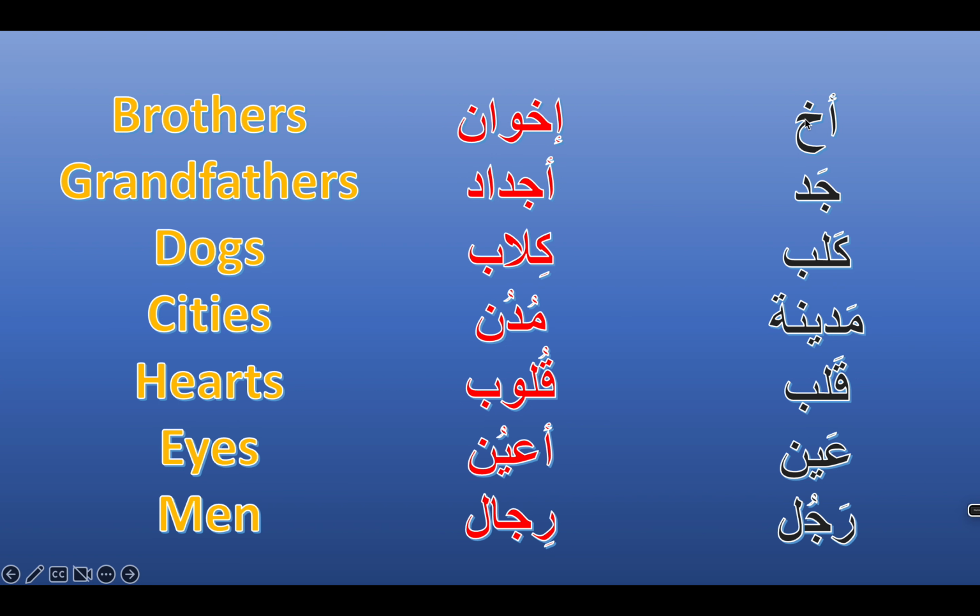Let's see some more examples. Akh, brother, becomes ikhwan. Jadd, grandfather, ajdad. Kalb, dog, kilab. Madina becomes mudun, which means cities. Just know here that madina is a feminine noun. It ends in the ta marbuta, but it's got an irregular plural. You don't say madinat. We say mudun. So always watch out for irregular plurals. There are not very many of them though. Qalb, which means heart, qulub. Ayn, eye, becomes a'yun. Rajul, man, becomes rijal.